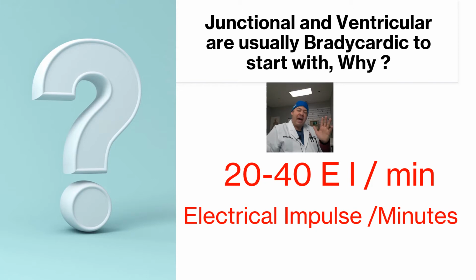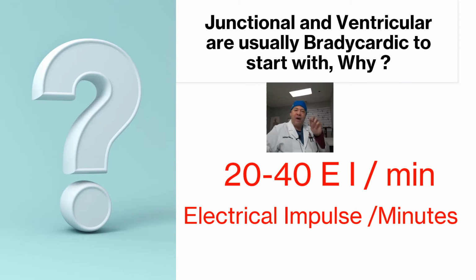When we have a rhythm, a heart rate, a frequency between 20 to 40, from the conduction electrical system, only the Purkinje fibers normally send between 20 to 40. And that's what we call junctional, because they are below that pace rate of 60 to 100.